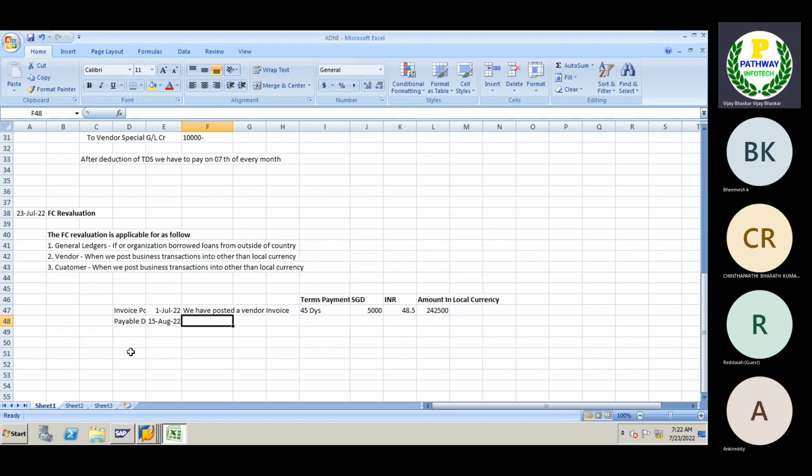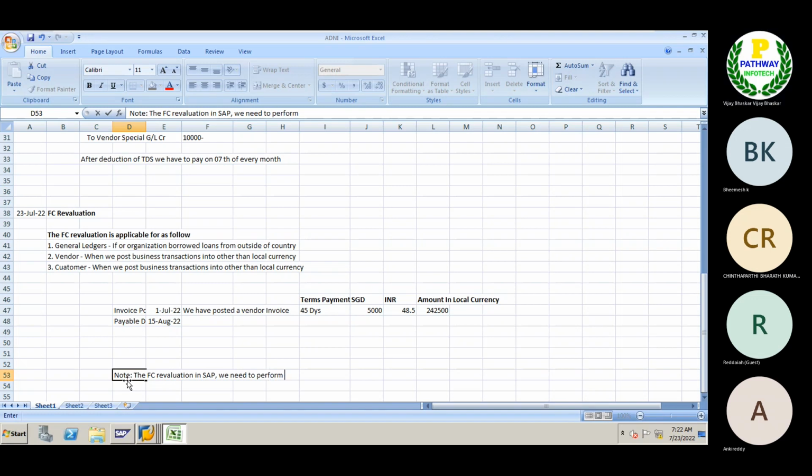Now what will happen every month? Remember, the foreign currency revaluation is going to be performed every month. Remember, I will note here that the FC revaluation in SAP we need to perform at every month end. Every month end means the last working day.